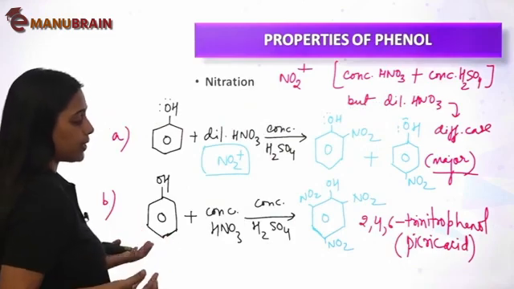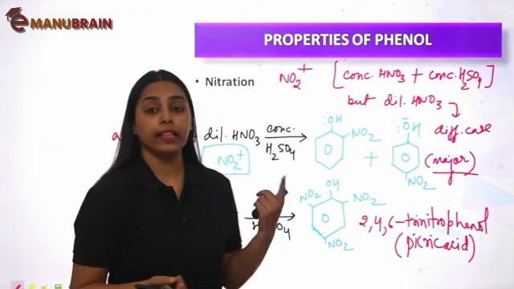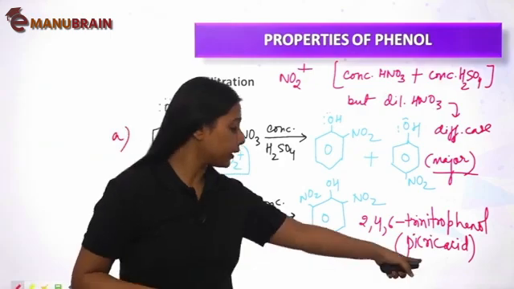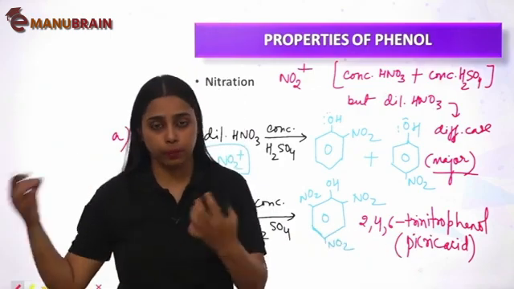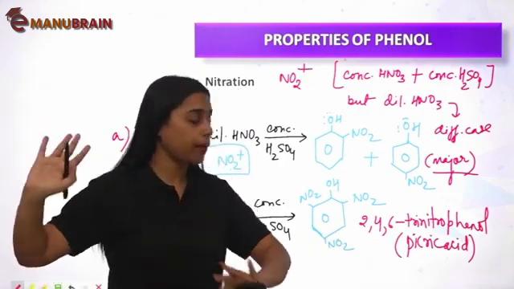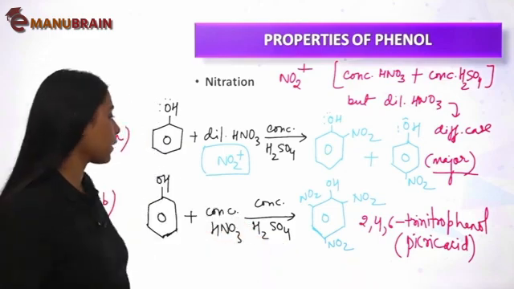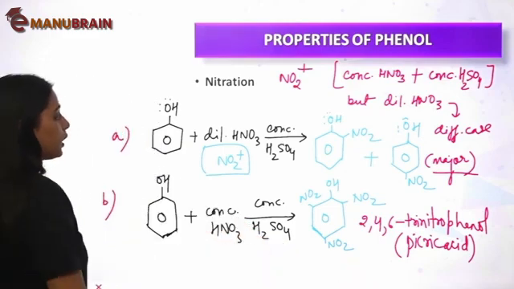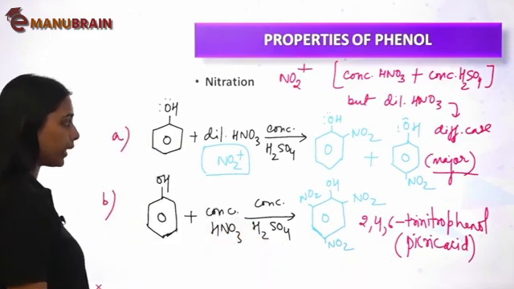It is not considered an acid like carboxylic acids, okay. The term acid is used when you are comparing it with the carboxylic acids, but it is not a typical acid, okay. So in this manner the reactions are shown when dilute HNO3 and concentrated HNO3 are used.